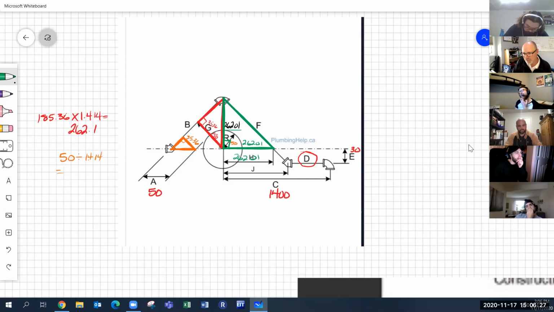But look, I have the measurement here of E being 30. So that means this is 30, and this also has to be 30 because we have another right angle triangle right there. So 262.01 plus 30 is J. So J is 292.01. And now to get D, I simply take 1400 and minus off 292.01. And that's D.